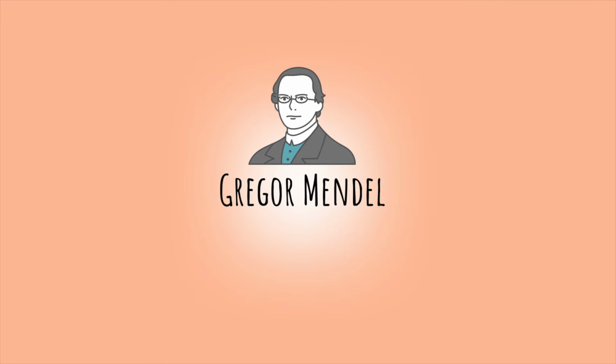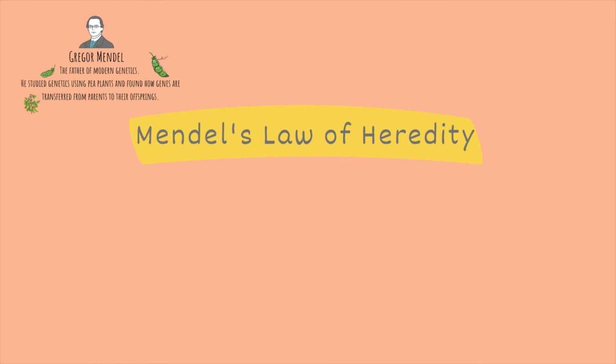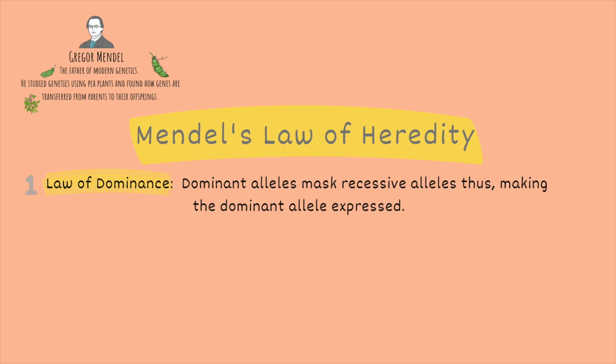Gregor Mendel is the father of genetics, and he studied genetics using pea plants. He found how genes are transferred from parents to their offspring. So you must be familiar with Mendel's laws of heredity. There are 3 in total. The first is the law of dominance. It states that dominant alleles mask recessive alleles, thus making the dominant alleles express.